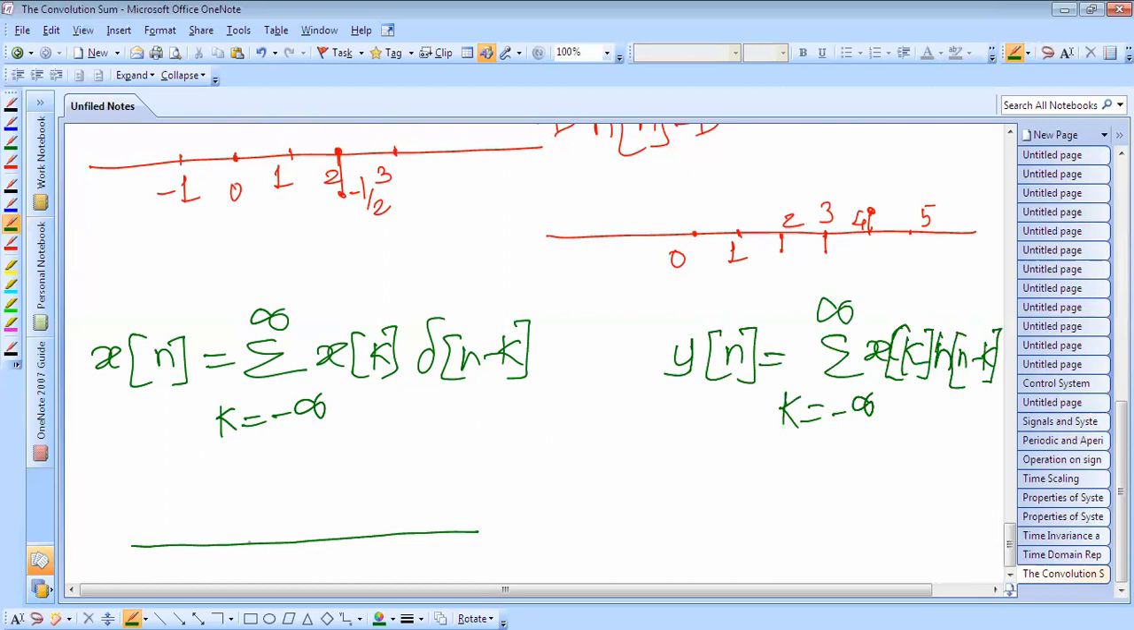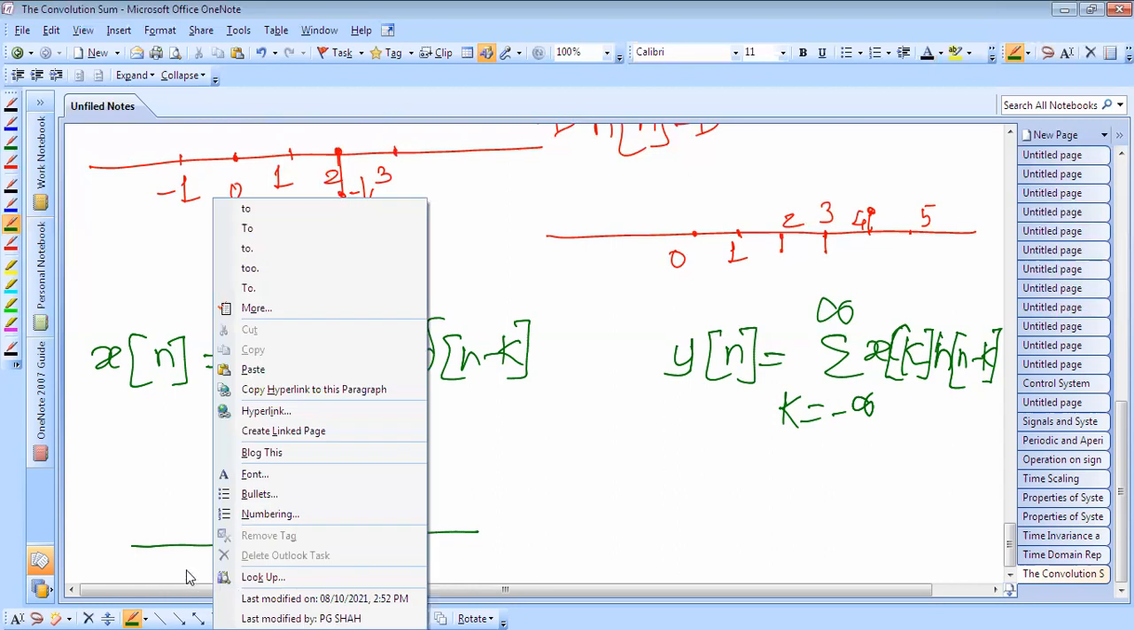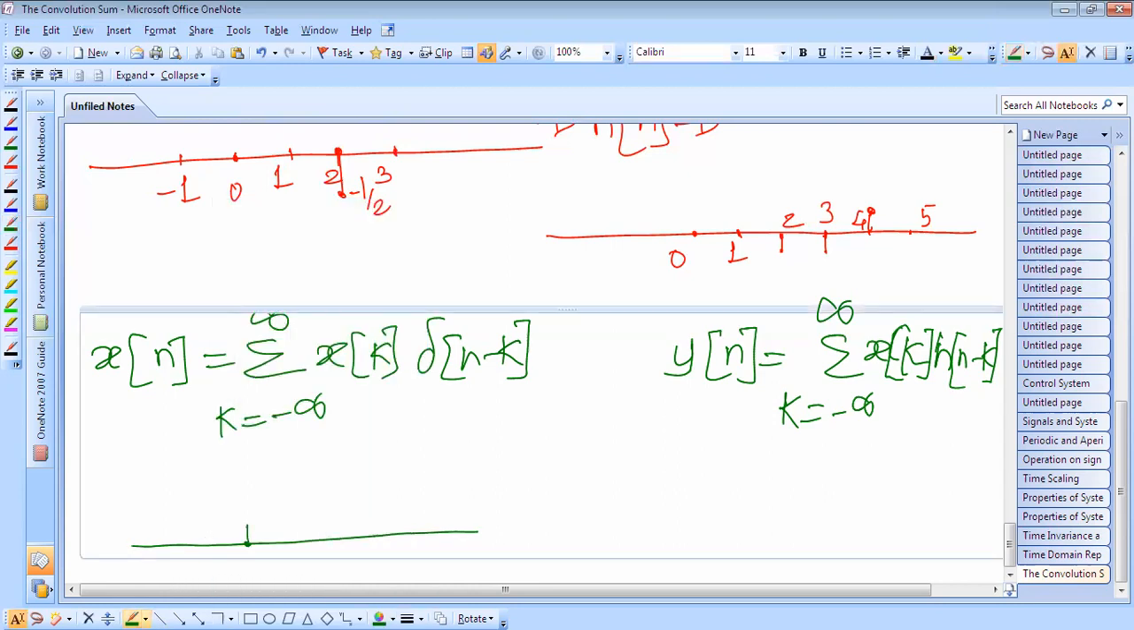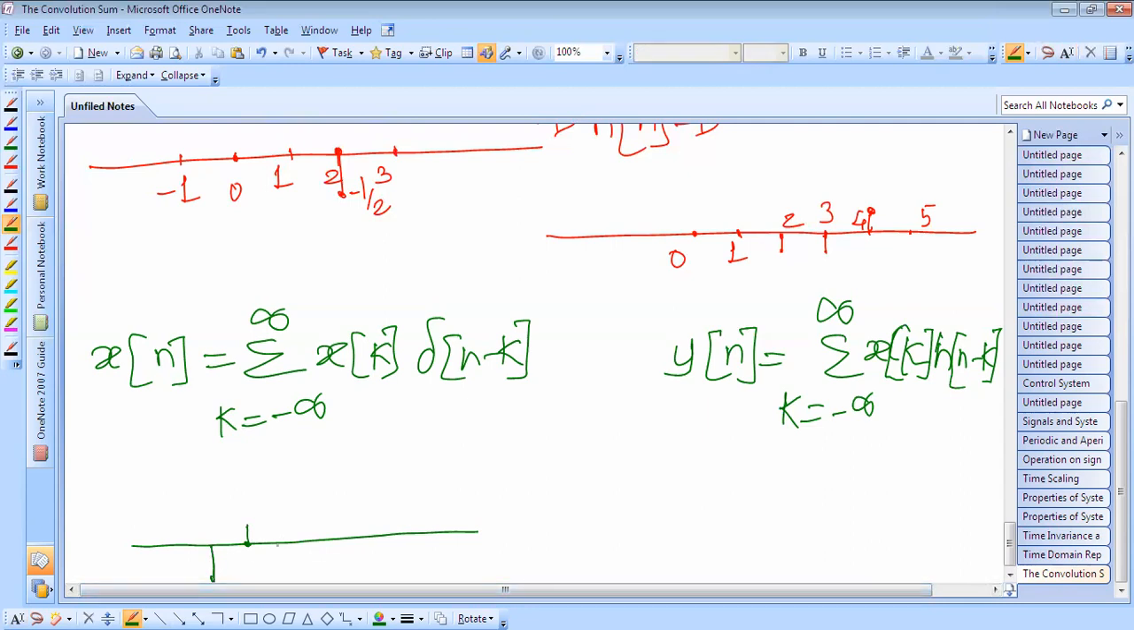The complete input signal is, at 0, it is plus half. For minus 1, it is a minus 1, its magnitude is 1. For 1, it is 1. For 2, it is minus half. And this is 3 and 4. So it is 0. This is minus 1. This is 1, 2, 3, 4, like this. And this is the total input signal x of n.